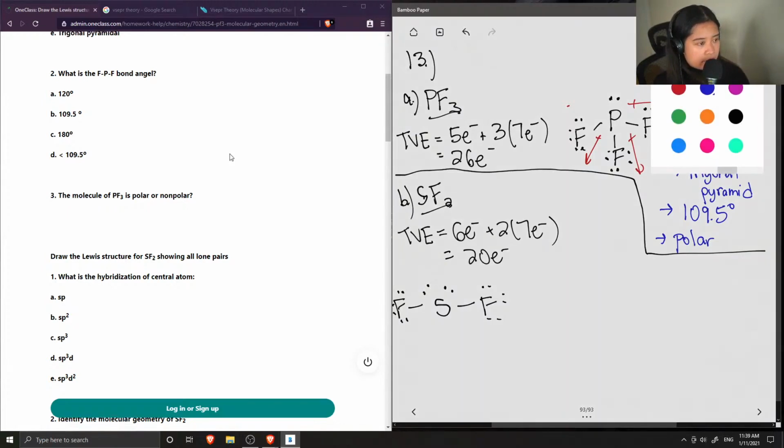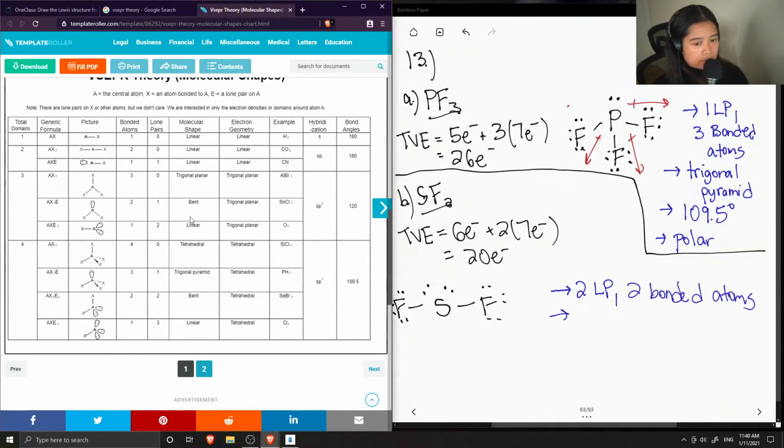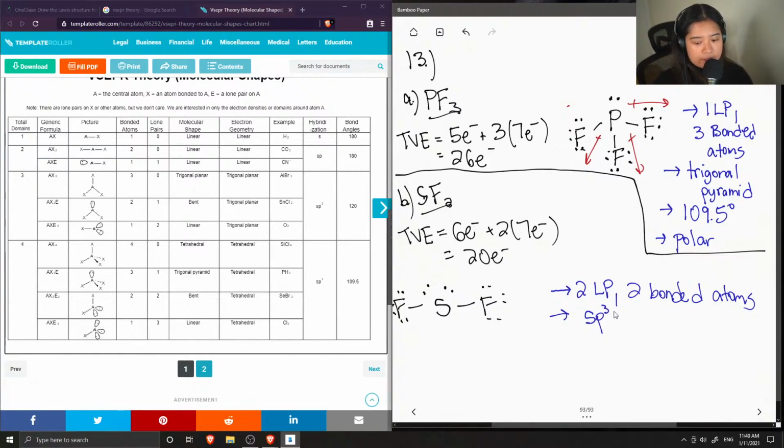So now the question asks for the hybridization of the central atom. So again, let's look at our sulfur. It has 2 lone pairs and only 2 bonded atoms. So according to the VSEPR table, when we have 2 lone pairs and 2 bonded atoms, we have a bent molecular shape, tetrahedral electron geometry, and the hybridization is sp3. So sp3 hybridization.